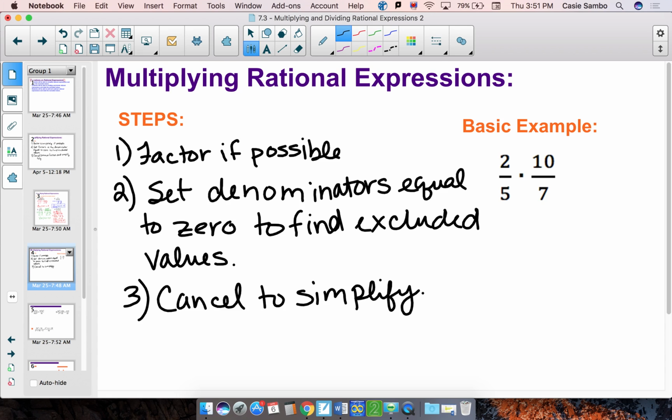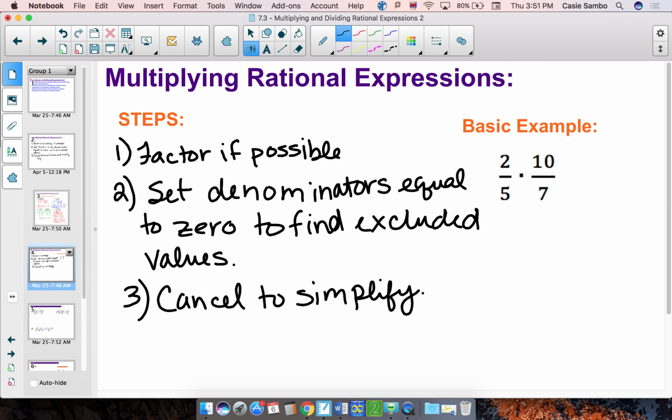Just as a really quick refresher, we're going to look at this basic example, which is multiplying rational expressions, or we call these multiplying fractions. It's going to work the same way as multiplying fractions work. On our multiplying fractions example, we have nothing that's going to create a 0 in the denominator, so we can skip step 2. There's nothing that can be factored because they're all single terms, so we can skip step 1. So really we're just looking at step 3, that cancel to simplify.